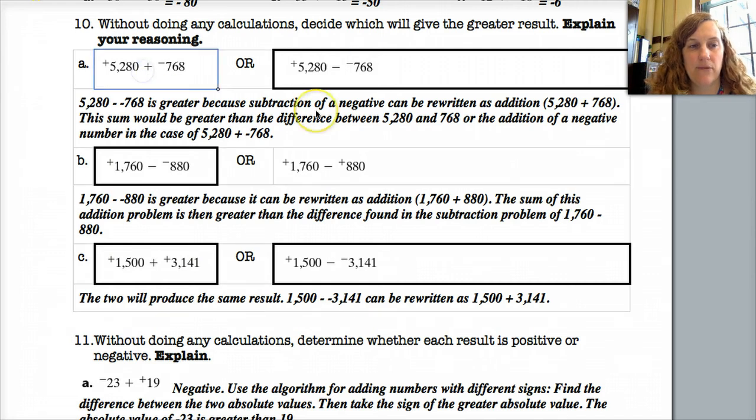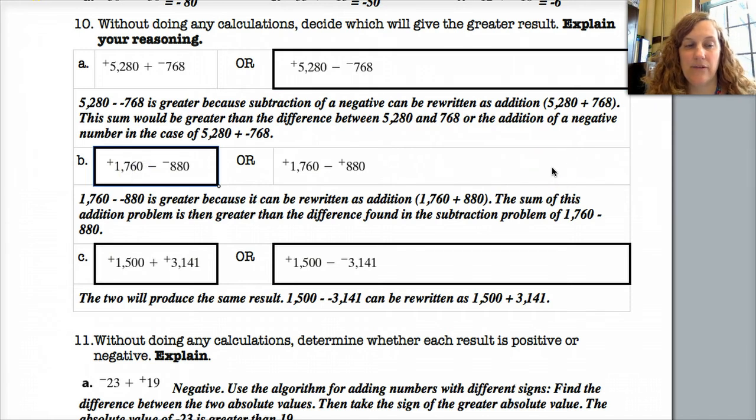So in this case, I have roughly 5,000 plus a negative 7,000. So even if I say that's roughly 1,000, so roughly 5,000 plus a negative 1,000 is going to be like positive 4,000. But the next example is positive 5,000 minus a negative 768. Now I know that minus a negative is like adding, so I'm going to have 5,000 plus the 700, so that one's going to have to be bigger.